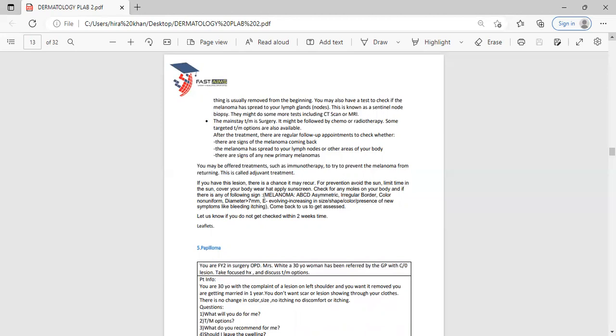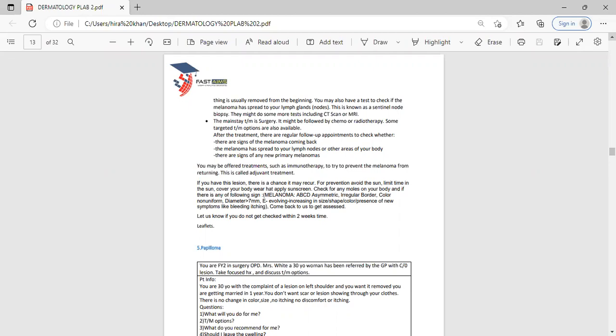And if you notice any of the following signs, like any border irregularity, any non-uniformity in the color, if you see the size is increasing, or there is any change in the shape or color, or presence of new symptoms like bleeding and itching, please come back to us to get assessed on an urgent basis, and let us know if you do not get checked within 2 weeks' time. And if you develop any bleeding, please come to us on an urgent basis. That's it. And then offer the leaflets. That's what you are supposed to do in this.